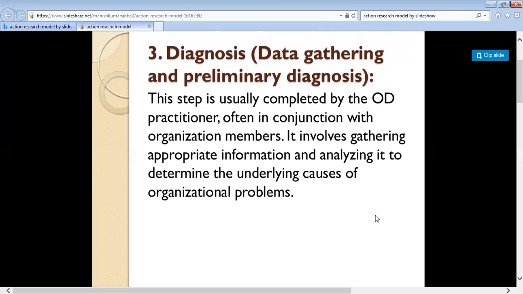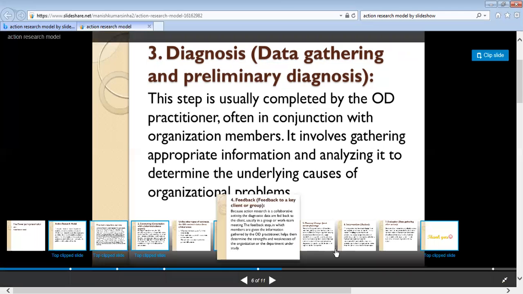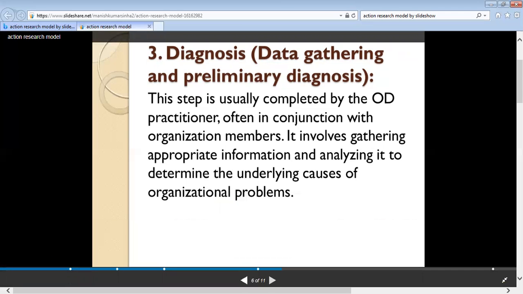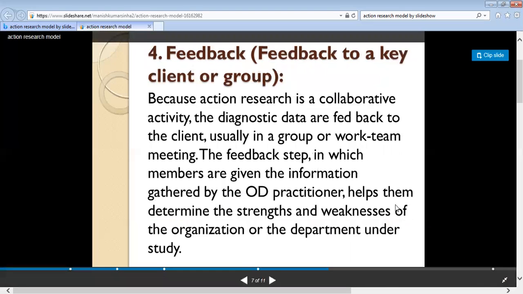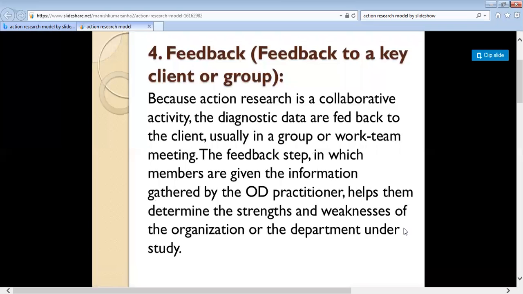Basically, a diagnosis is the fact-finding phase, which produces a picture of the situation through interviews, observations, questionnaires, examination of organizational documents, and other information. This is the diagnosis phase, and after that, we'll go for the fourth step, that is your feedback. Feedback to a key client or group.